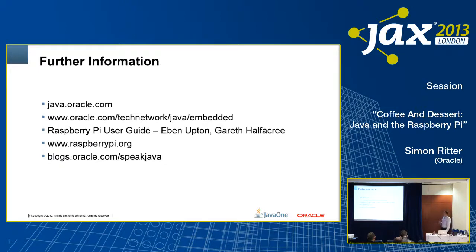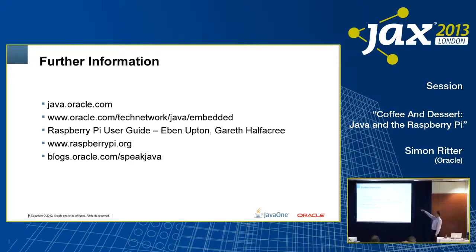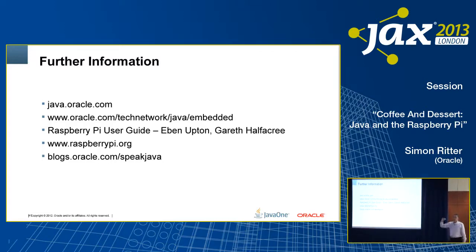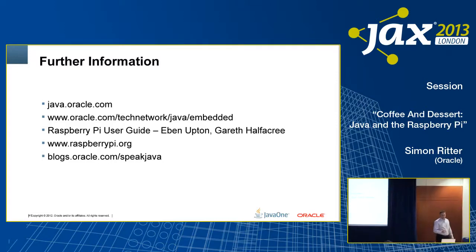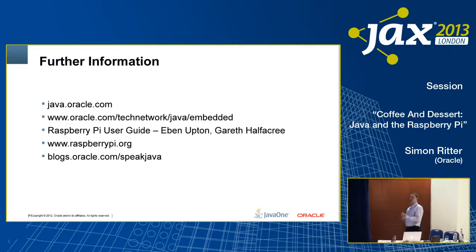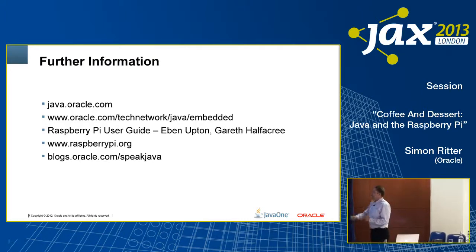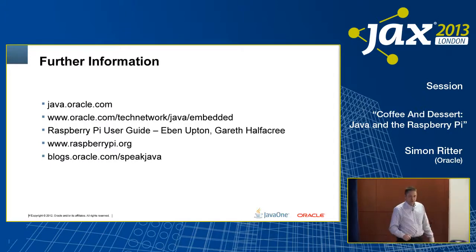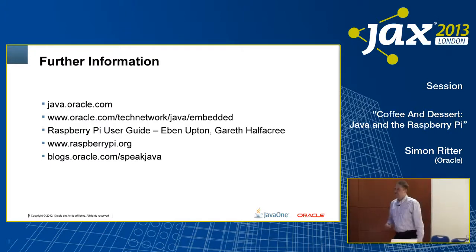A place to go for more information, obviously, is java.oracle.com. There's also, on oracle.com tech network, an embedded part where you can find more information. Eben Upton, who was one of the founders of the Raspberry Pi Foundation, has written a guide to this. There's a lot of useful information in there. And if you want forums where people discuss all manner of things related to the Raspberry Pi, there's the raspberrypi.org website. And I've got my own blog where I've covered a lot of the things I've done with the demos in terms of the blogs that I've written as well.